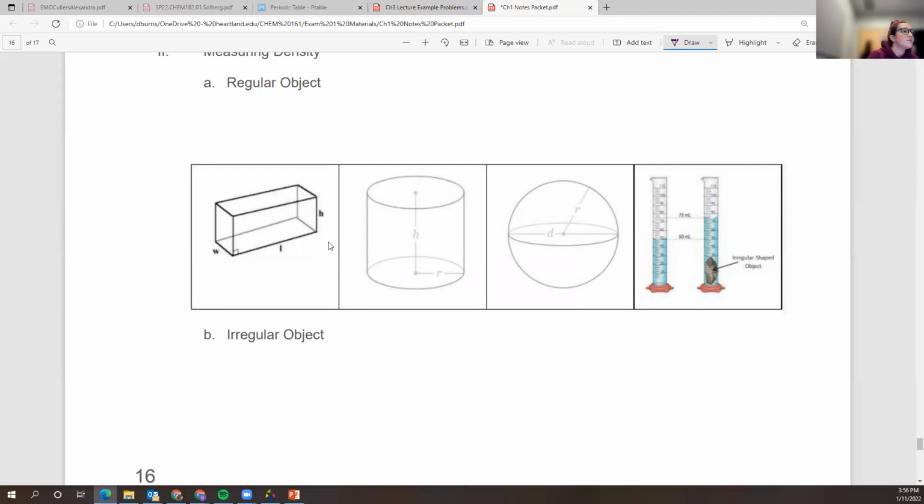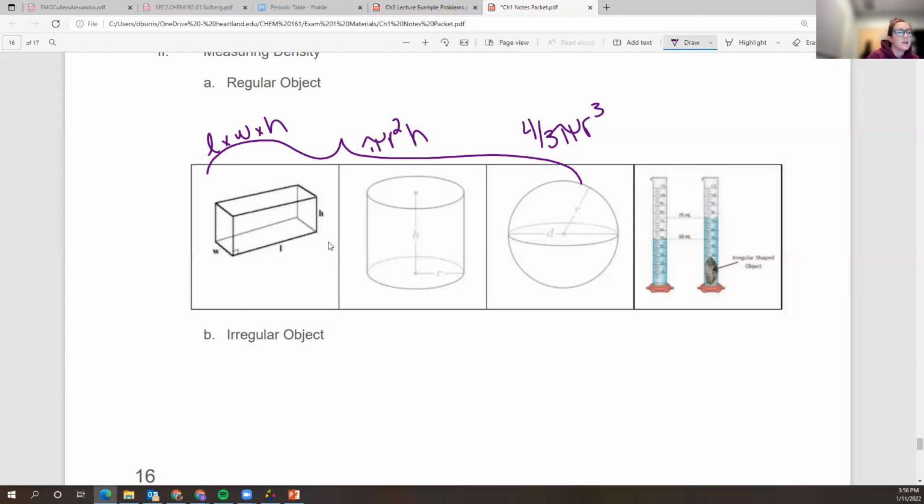If it is a regular shaped object, you can use the equation, right? A block is length times width times height. A cylinder is pi r squared h. And a sphere is 4/3 pi r cubed. I don't expect you to memorize those. I will give them to you if you need them. But if you can measure those, then you can figure out what the volume is.